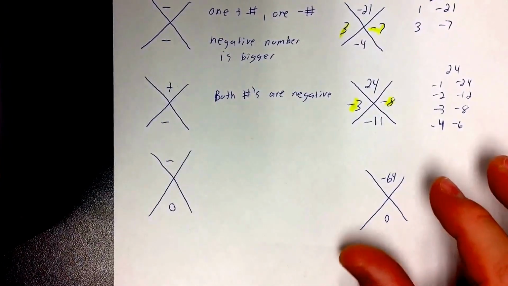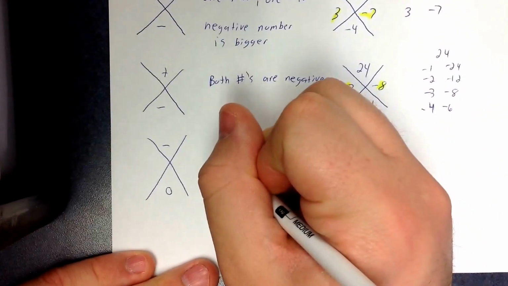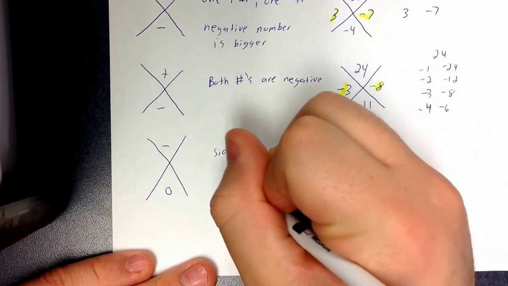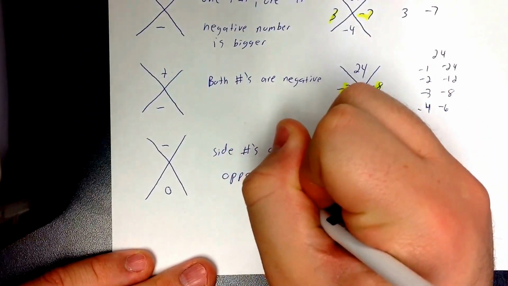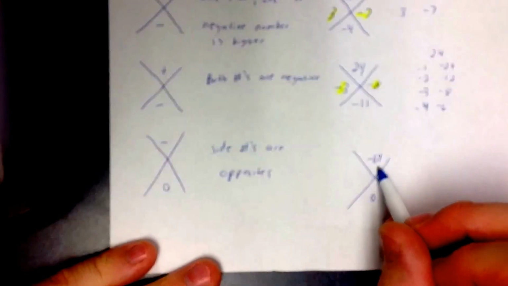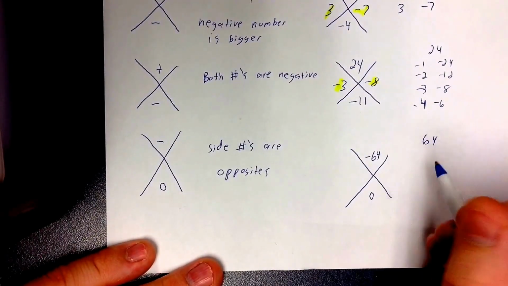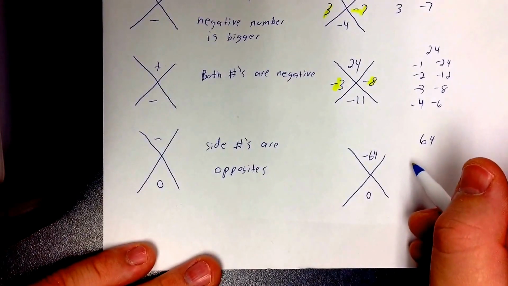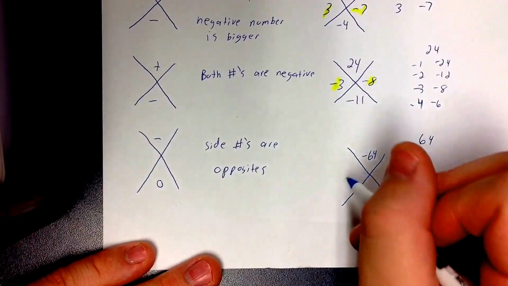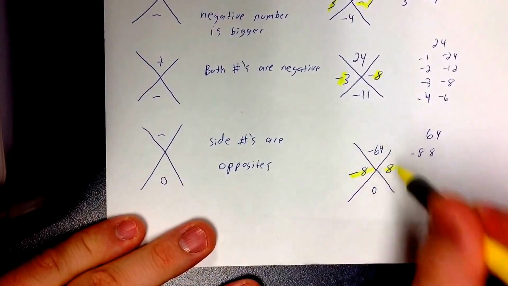Now, sometimes we'll have a scenario where we have a negative number on top and a 0 on the bottom. If that's the case, then the side numbers are opposites. So again, like 6 and negative 6, 5 and negative 5, things like that. So basically, for negative 64, since we know they're going to be opposites, I need to know what number times itself gives me 64, and that's 8 and 8. So if they're opposites, one of those has to be negative. So negative 8 and positive 8 would multiply to get negative 64 and add to get 0.